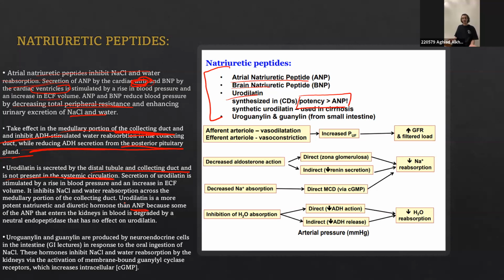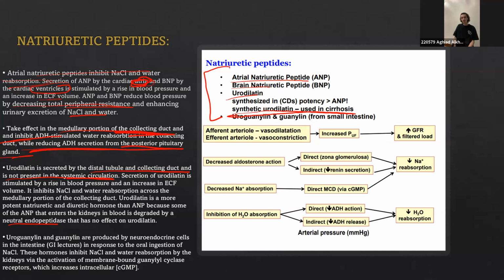And what is the reason for that? It's because it's not present in the systemic circulation. That plays a role because some of the ANP that enters the kidneys and blood is degraded by the neutral endopeptidases, right? These endopeptidases cannot affect urodilatin, and this is why it is more potent. Again, synthetic urodilatin can be used in cirrhosis as well. Just keep that in mind. Dr. Hashem didn't really emphasize that, but he put it there, so be careful. So yeah, this is why it's more potent.